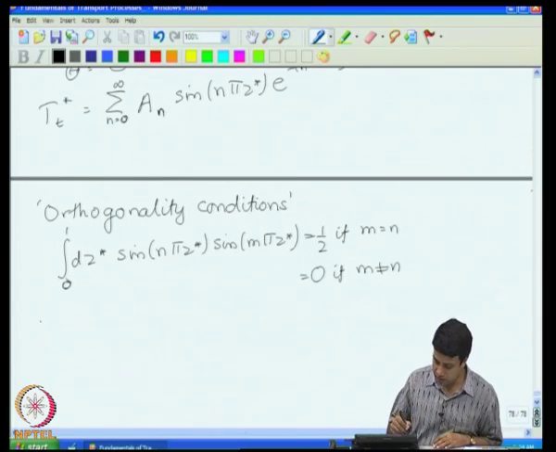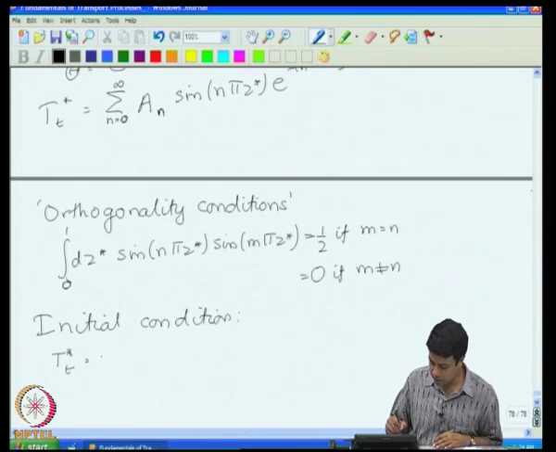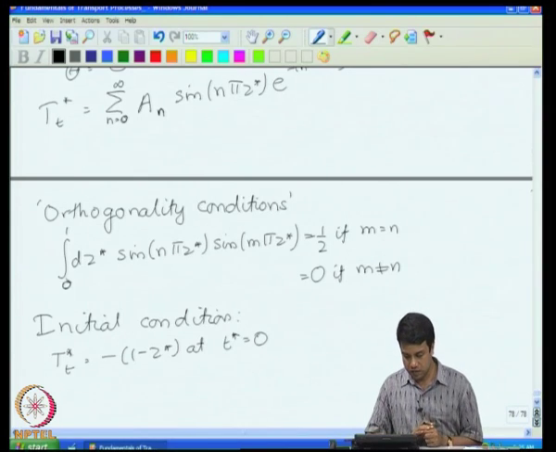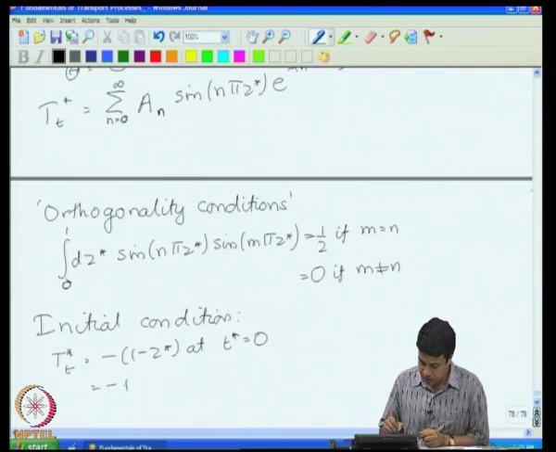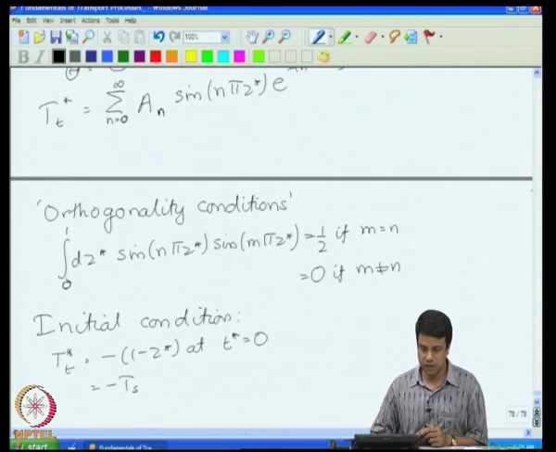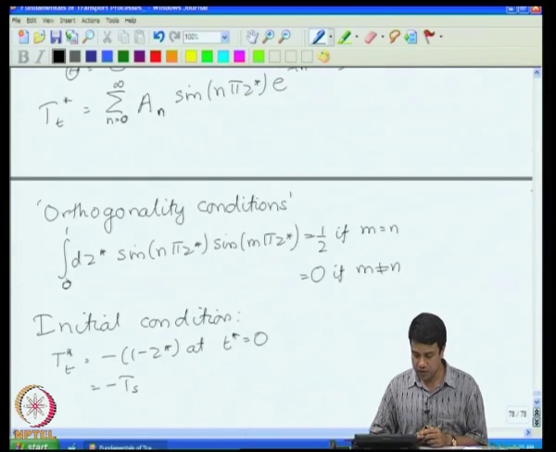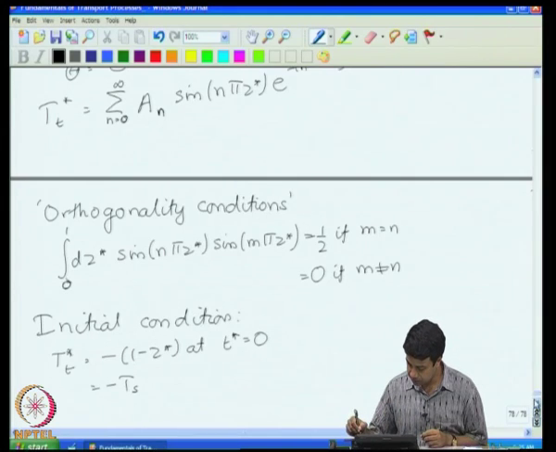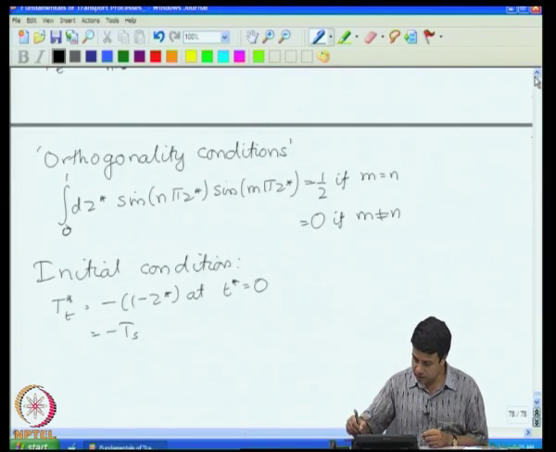The initial condition we wanted was T star transient is equal to minus of 1 minus z star at t is equal to 0. So, this was equal to minus the steady state temperature, because T transient plus T steady was equal to 0 at time t is equal to 0. Therefore, T transient was equal to minus of 1 minus z star at t is equal to 0. Now, we have the solution.